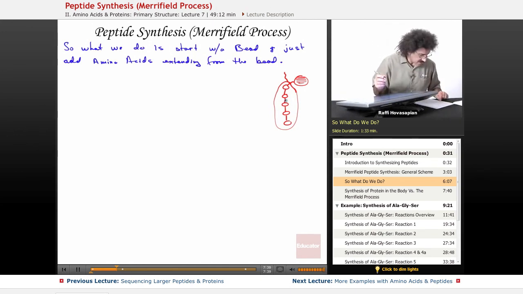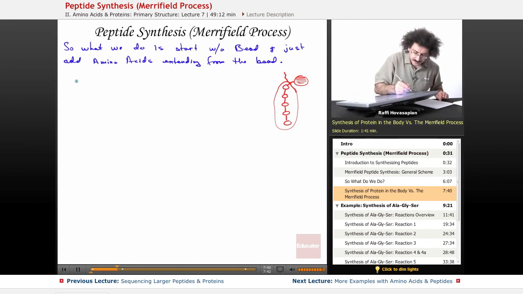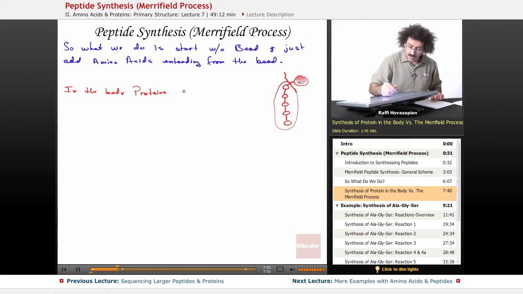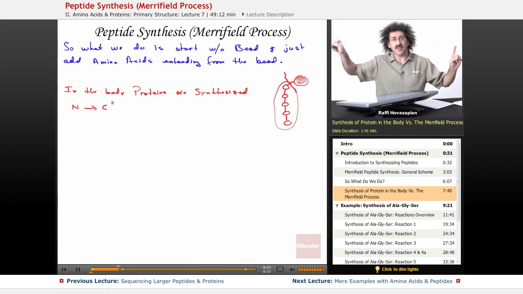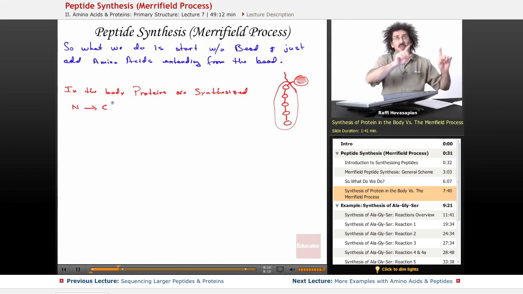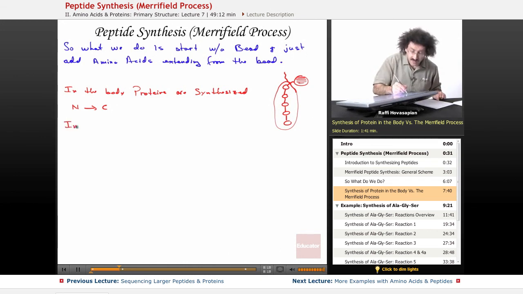Okay. Now, in the body, proteins are synthesized, built from the nitrogen end towards the carbon end. In other words, on a piece of paper, they're built from left to right, from nitrogen toward carbon. Okay? So in the Merrifield synthesis, it happens in reverse.